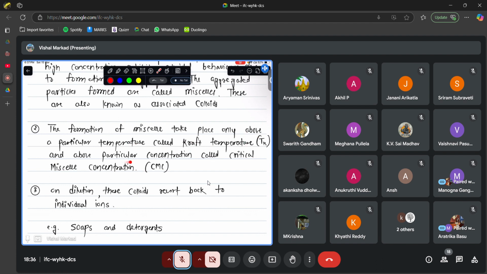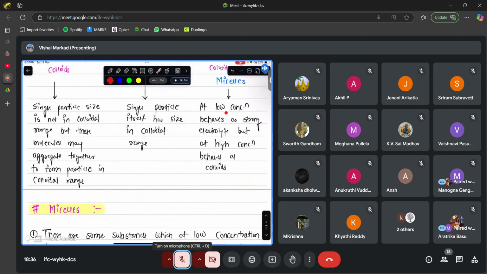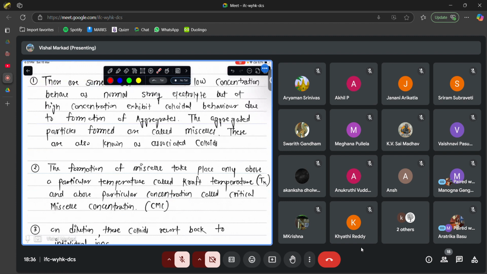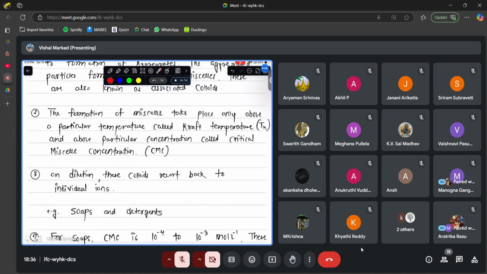Okay, and above one particular concentration also. That concentration is called the critical micelle concentration (CMC). Formation of colloid takes place only above a certain concentration. At low concentration, it will behave as a strong electrolyte, but at high concentration, it behaves as a colloid. So from which concentration does it start behaving as a colloid? That concentration is called the critical micelle concentration. Clear this thing? And on dilution, these colloids revert back to the individual ions.